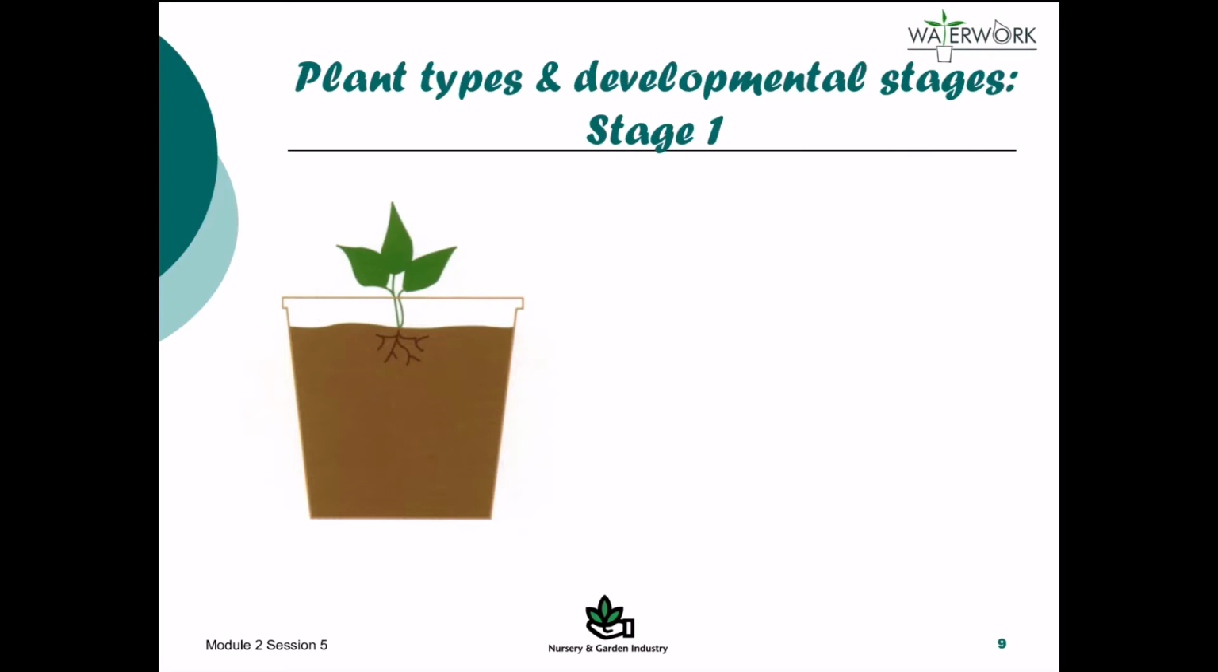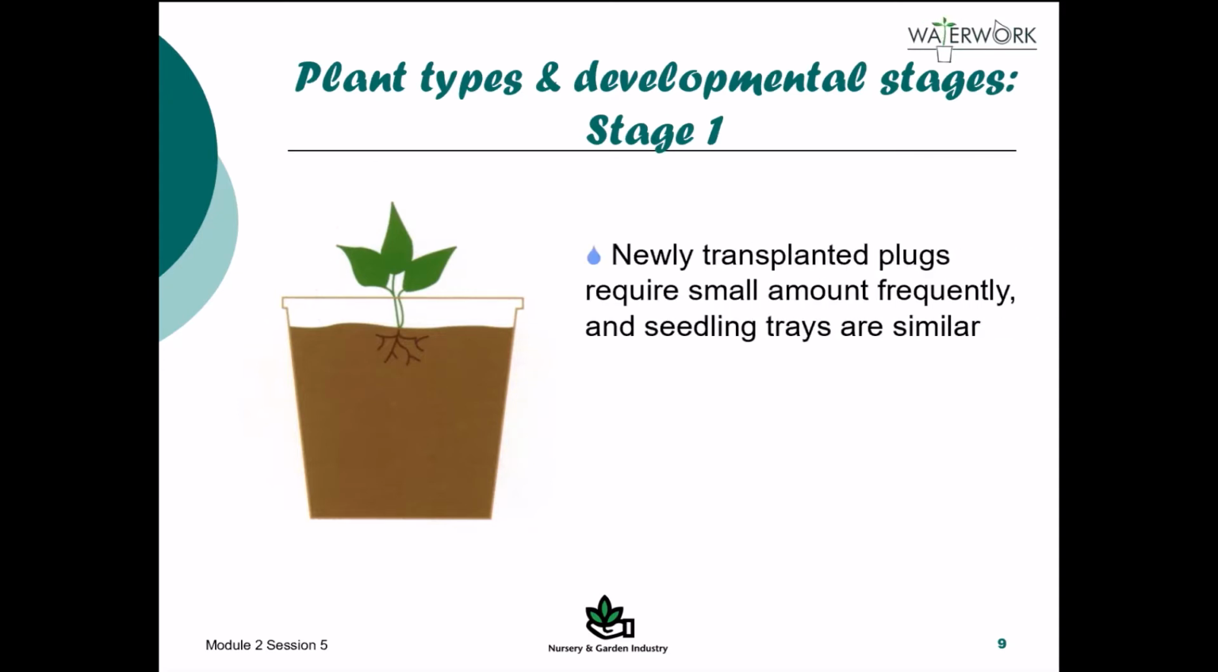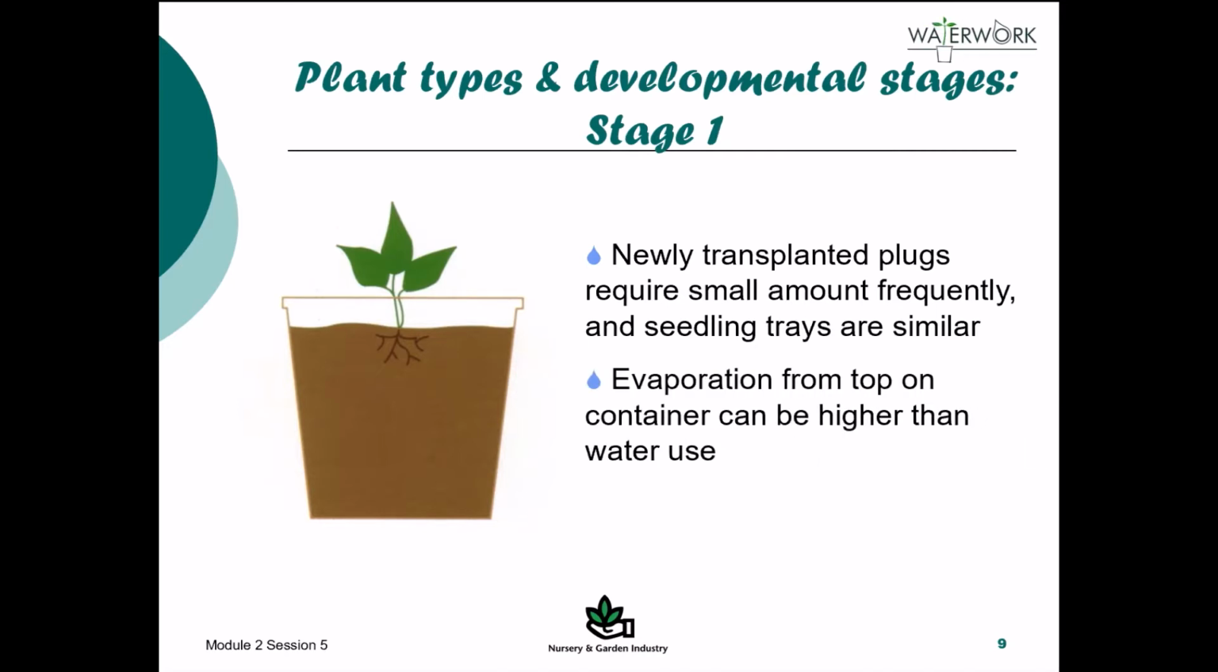The stage of growth and the size of plant will dictate how frequently it needs to be irrigated. Plugs that have just been transplanted and seedling trays will require frequent small amounts of water. The roots can only draw water from a small volume of growing media, and evaporation from the top of the container is significant. Smaller droplet sizes from overhead irrigation are better to minimise plant damage and media splash.